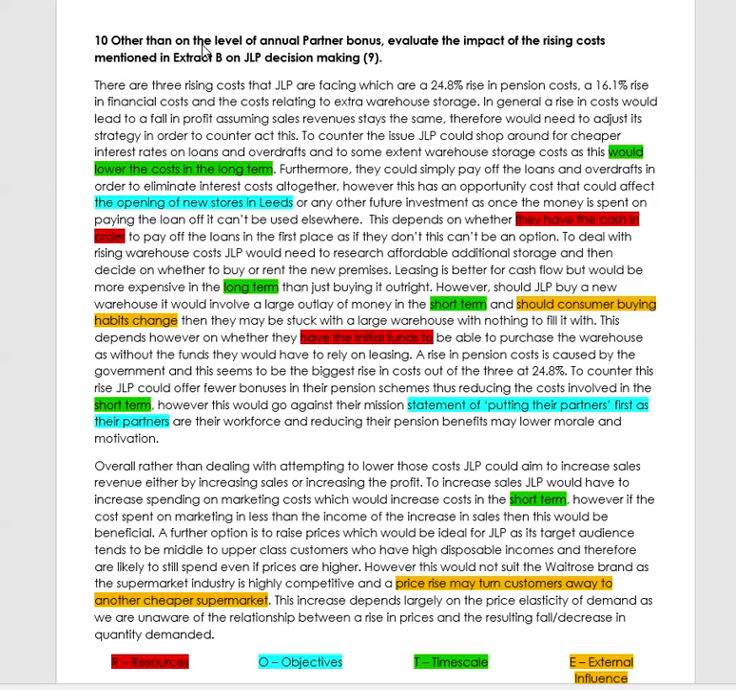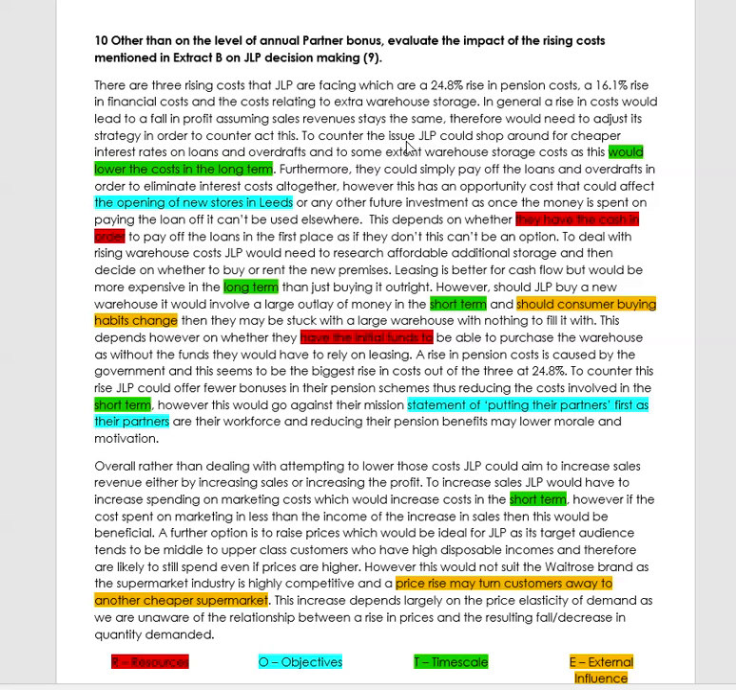So I've used this one as an example. "Other than on the level of annual partner bonus, evaluate the impact of the rising costs mentioned in extract B on John Lewis partnership decision making." So in the first sentence I talk about the three costs that are affecting John Lewis from the case study, which is the pension costs, rising financial costs and the costs relating to extra warehouse storage. So I'm going to take you through this answer pretty quickly, and I've highlighted which bits are where.